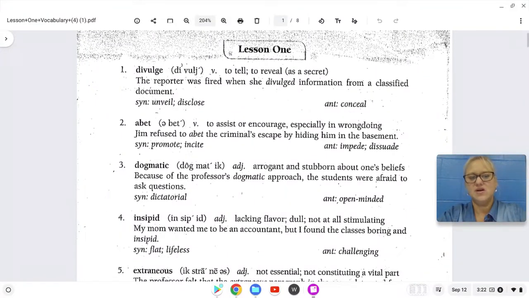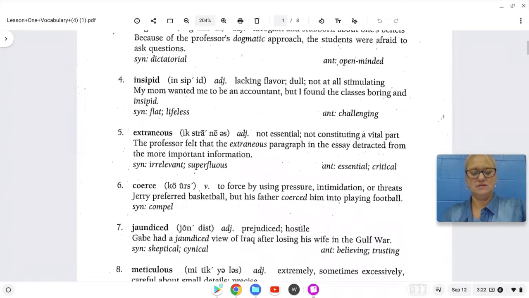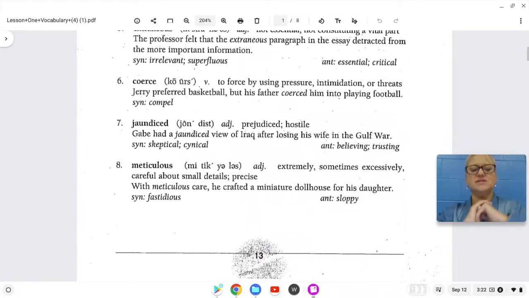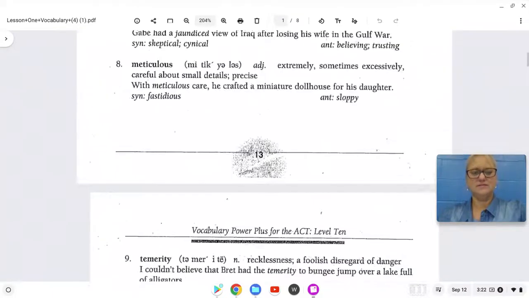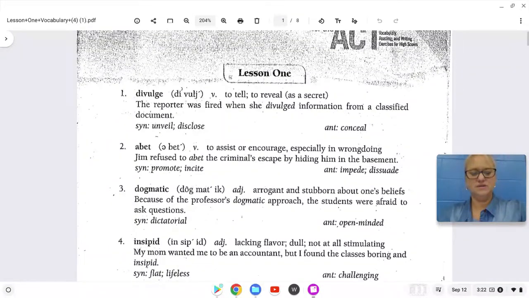And on this lesson, there are only verbs, adjectives, and nouns. So I would write on the blank side of your flashcard all of the verbs in the same color. So let's just say we're going to do verbs in green. I would do divulge and verb in parenthesis in green, abet and verb in parenthesis in green. I would do coerce, number 6, in green with the word verb afterwards. And that's it. Then I would do my adjectives.